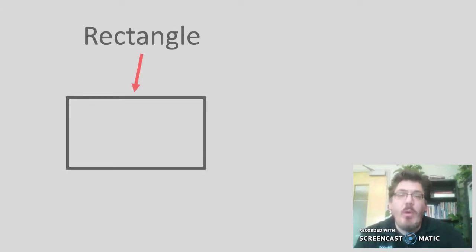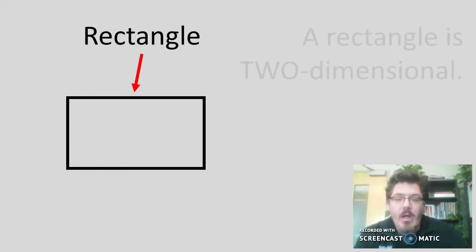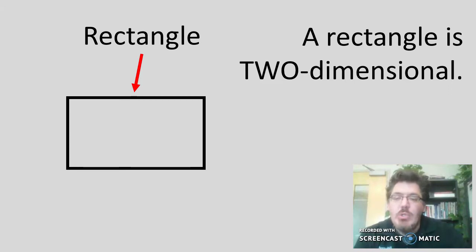Let's take the line and stretch it out into a rectangle. A rectangle has length, but it also has width. A rectangle, therefore, is two-dimensional because it has both length and width. Notice that the rectangle is flat and does not have any height or depth associated with it.